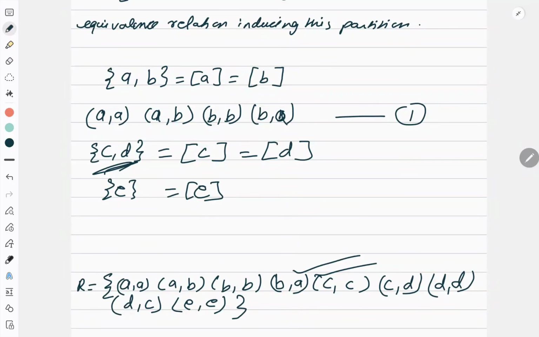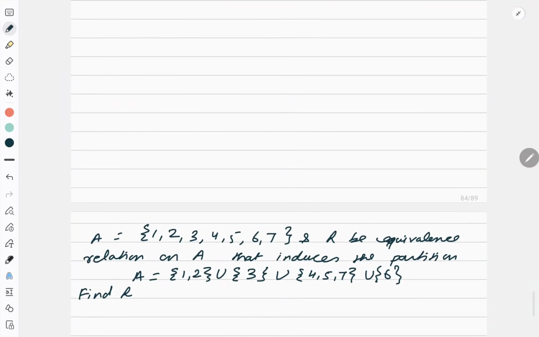So for the first two questions, from the relation I figured out the partition, and in this particular question, from the partition I have figured out the relation. So my terms are (a,a), (a,b), (b,a), (b,b), (c,c), (c,d), (d,c), (d,d) and (e,e). So this is your equivalence relation. Okay, let's go to the next question.